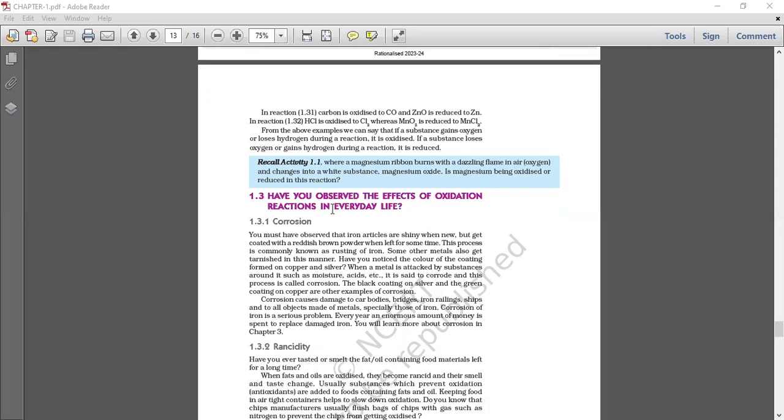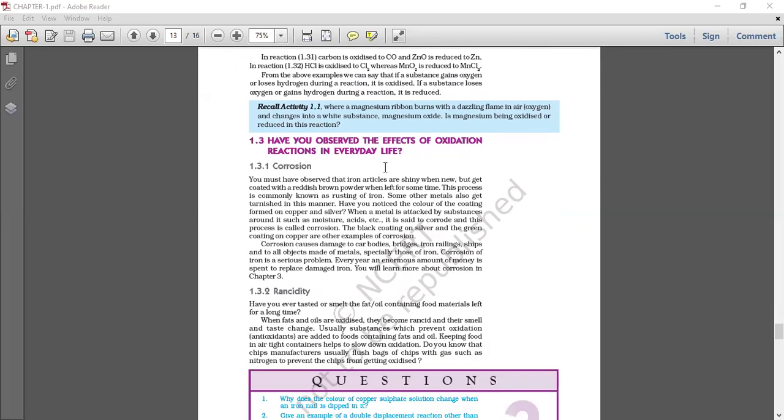Fine. Now, have you observed the effects of oxidation reactions in daily life? Oxidation means what? Gaining of oxygen, gaining of water moisture. So what happens? If any substance gains oxygen, it will get corrosion or rancidity.